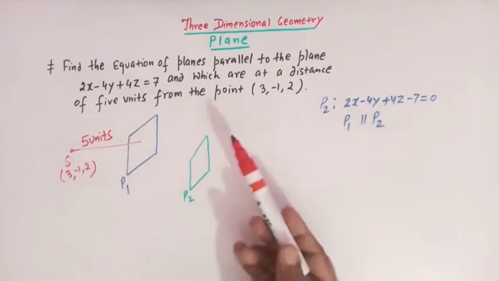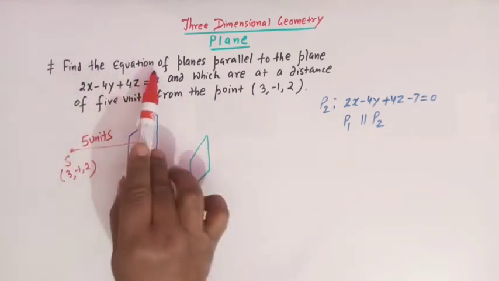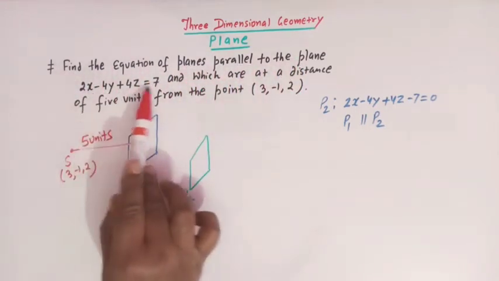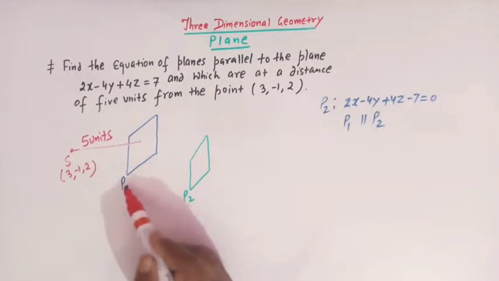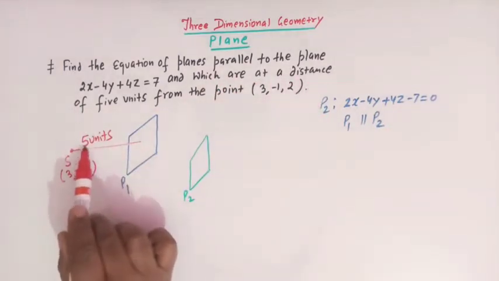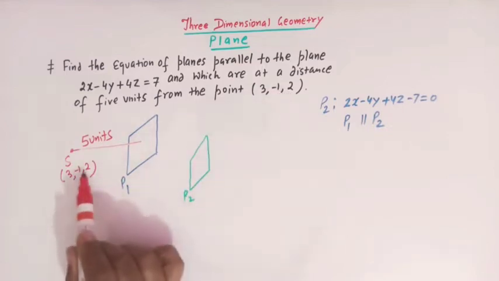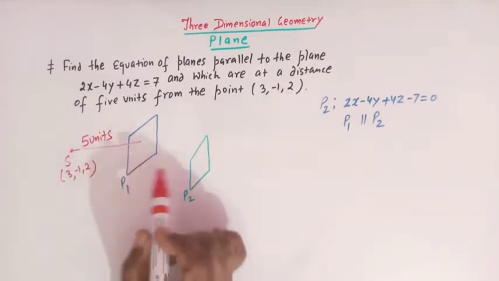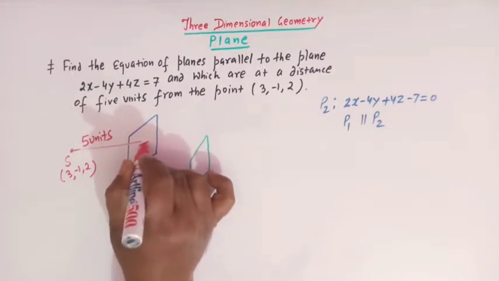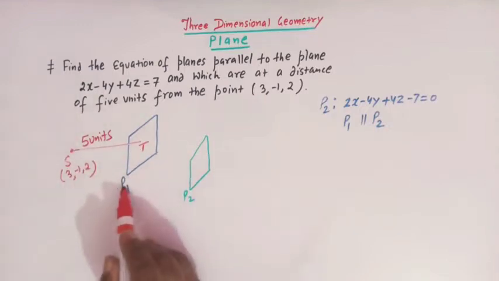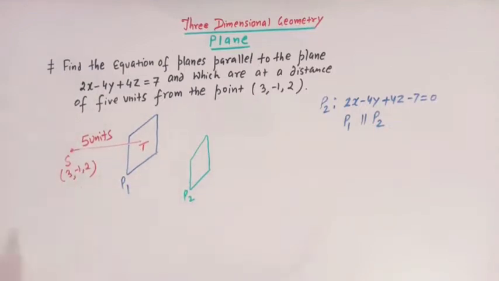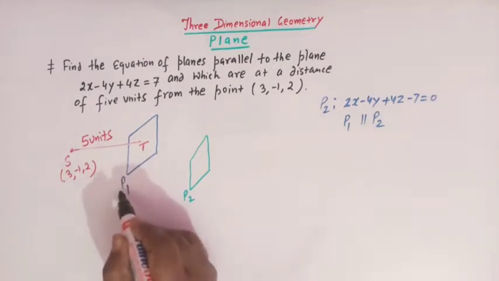So I am reading this problem once again. Find the equation of planes parallel to this plane, which is the plane P2, and we have to find the equation of this plane P1 which is at a distance of 5 units from the point (3, -1, 2). Let us take this distance as ST. Here ST is 5 units and P1 is parallel to P2. Now we have to find the equation of this plane P1.